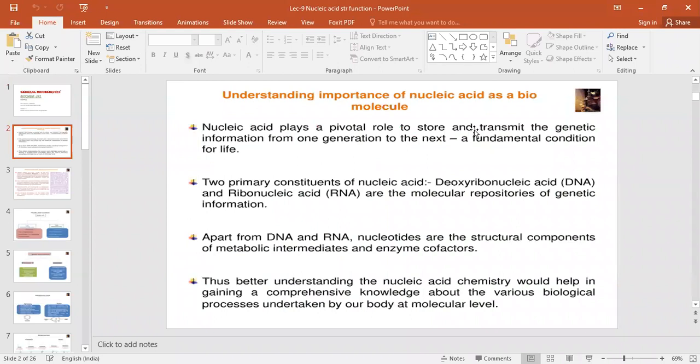So what is this nucleic acid and what is the importance of this nucleic acid? As a biomolecule, it plays a very vital role to transfer the genetic information from one generation to another generation. Means it is a basic unit. Then basically there are two primary constituents of the nucleic acids, DNA and the RNA.